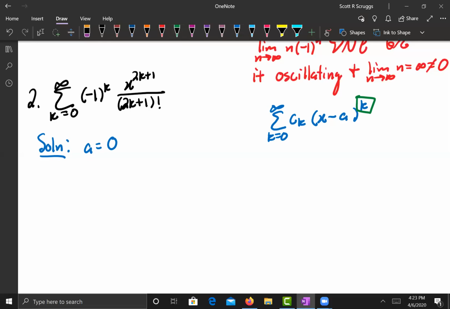Because, like I said, it doesn't matter what this exponent looks like. As long as it's x minus a raised by something evaluated at k, I still got it. And so to more express the x to the 2k plus 1, I could rewrite that as x minus 0 to the 2k plus 1 power. So the center of my power series would be 0. So with that, let's go ahead and figure out what makes this bad boy convergent.